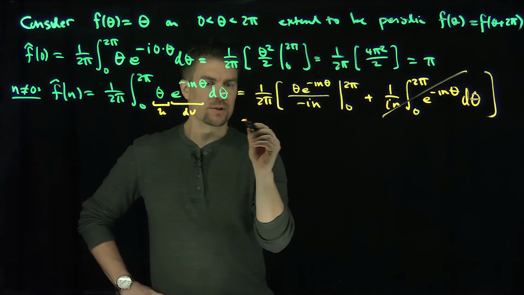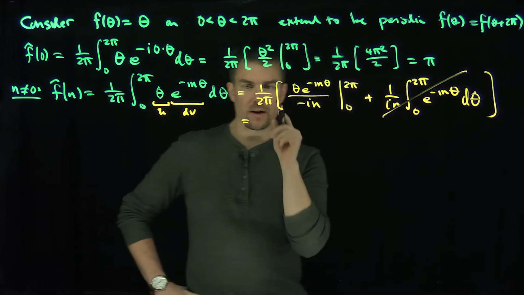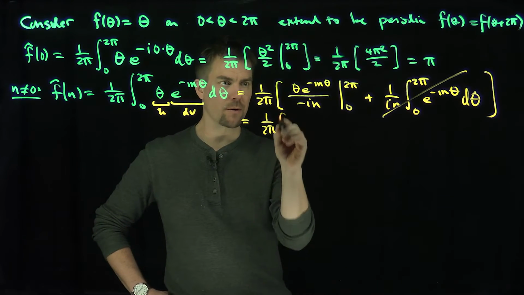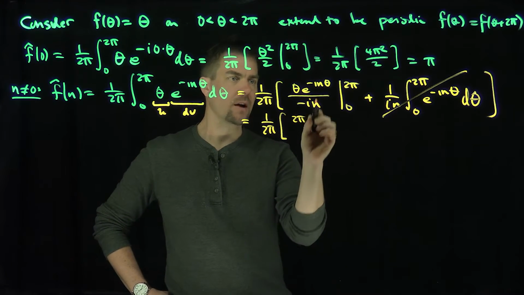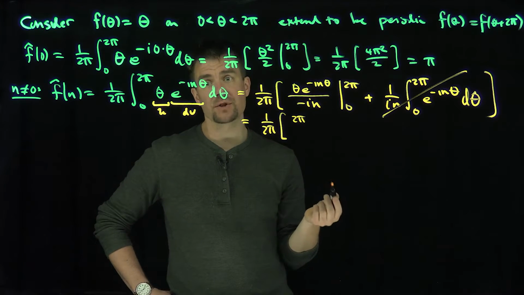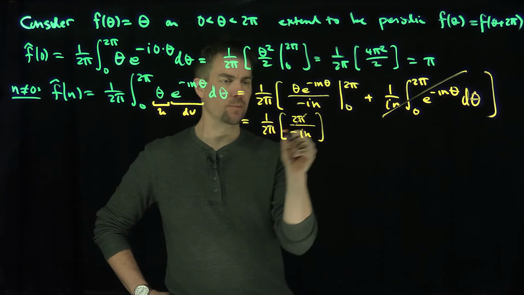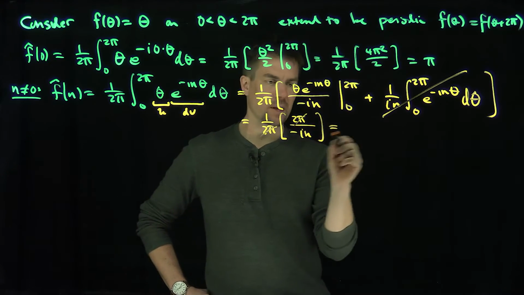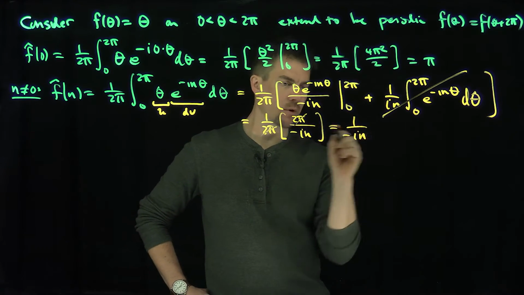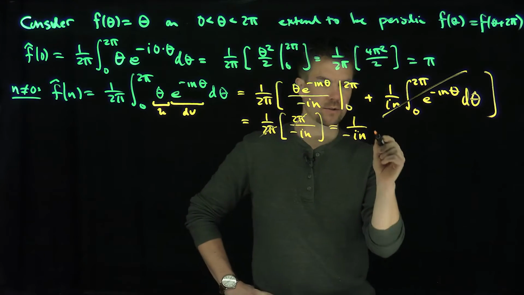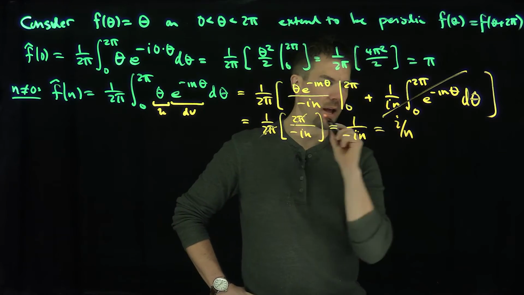And so I'm just left with these numbers over here, so let's carefully do them. When I plug in theta equals 0, there's nothing, so I just have to deal with theta equals 2 pi, right? So when theta is equal to 2 pi, I'm going to have a 2 pi. Of course, e to the negative i n 2 pi is just equal to 1, so I have a negative over i n. Okay, so those 2 pi's are going to cancel out. And so this is going to be a 1 over negative i n. Of course, negative 1 over i is the same as i, right? So this is just going to be i over n.